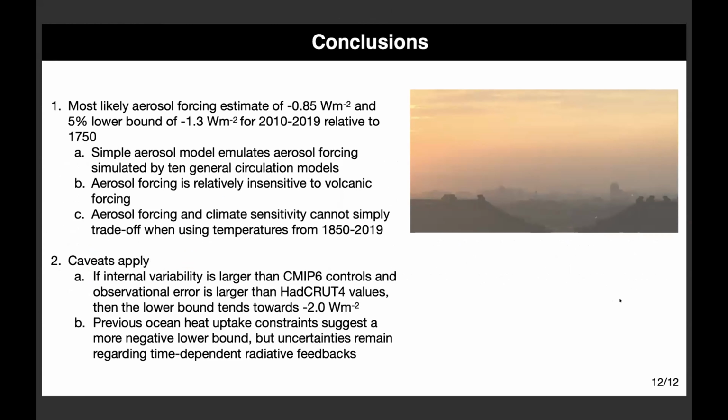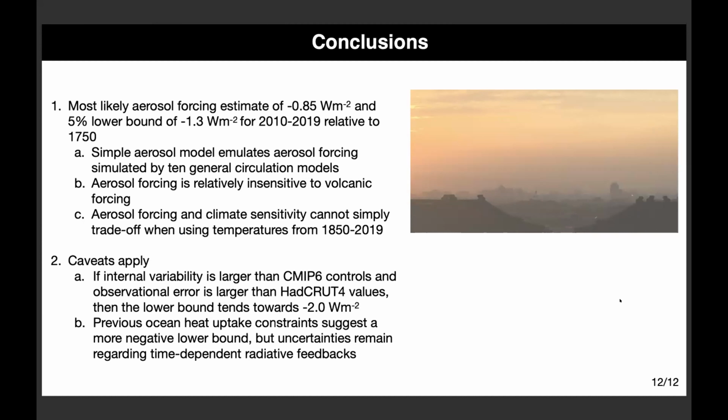So to wrap up, based on our Bayesian analysis of historical temperatures, we find a most likely aerosol value of -0.85 for present day and a lower bound of -1.3. And three recognitions enabled this relatively tight constraint. First, that a simple aerosol model skillfully emulates aerosol forcing from more complex GCMs. Second, that aerosol forcing is relatively insensitive to volcanic forcing, which I didn't discuss for the sake of time. And third, aerosol forcing and climate sensitivity cannot simply trade off when using the full temperature record.